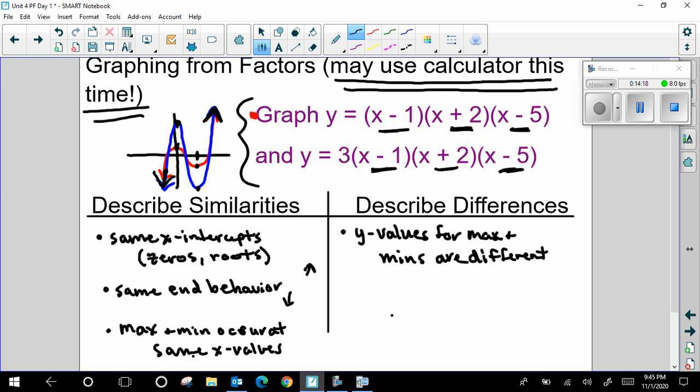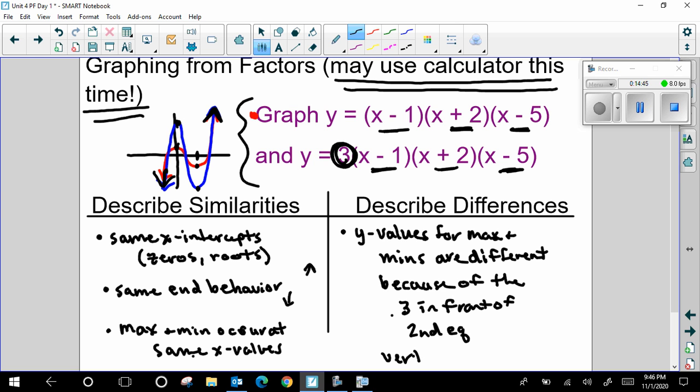And the reason for that is because of this 3 sitting here. So back in the world of quadratics, we learned that that was a vertical stretch. So that is because of the 3 in front of the second equation. Vertical stretch. Everything else is the same, but the second equation would have a higher max value and a higher min value at those two x locations.